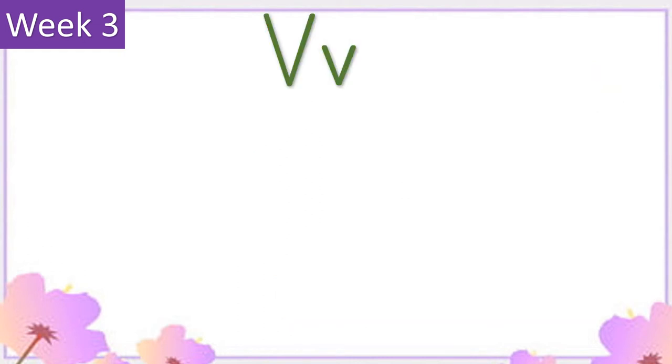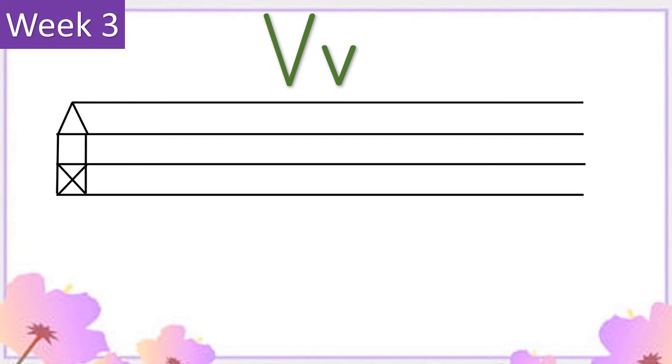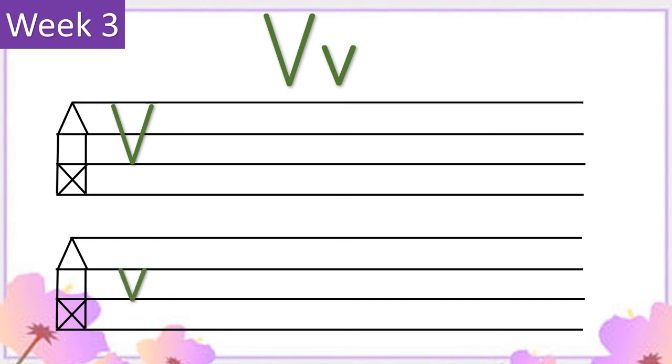Now, let's practice how to write the letter V. This is our house line. Let's write the capital V first. Let's start from the top, from the roof, going down to the floor, and go up to the roof again. One, two. Capital V.